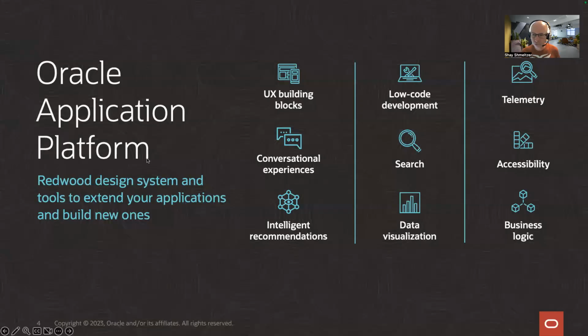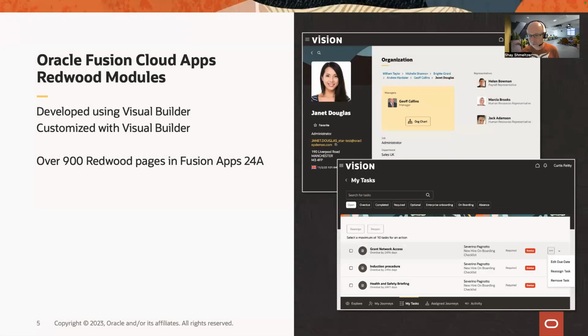So today we're going to focus on the low code section of this platform. And the low code section is basically this tool called Visual Builder. It's part of the Oracle Application Platform. It's also part of your Fusion instance already. If you're not familiar with Visual Builder, the new modules that are being developed in Oracle Fusion Cloud Applications, what we call the Redwood modules, are all being developed with Visual Builder. So Visual Builder is the development tool for Fusion apps going forward.